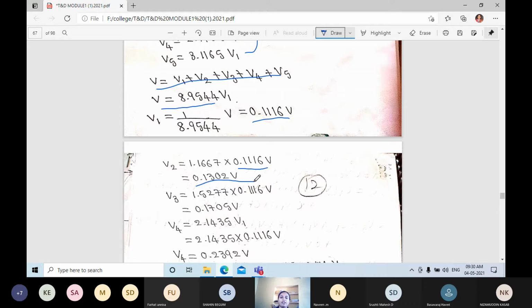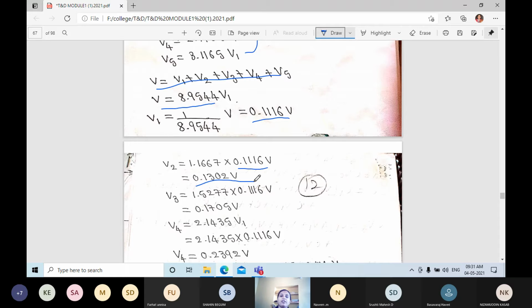We don't know the V4 and V5 equation. First you need to solve that, and next you need to substitute the K value and get the V2, V3, V4, V5 values, and next overall voltage, that is V is equal to V1 plus V2 plus V3 plus V4 plus V5.